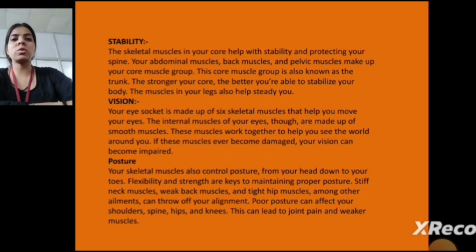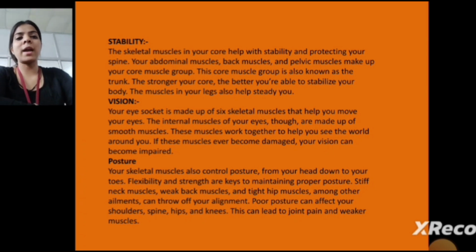Stability is also provided by muscle. For vision, your eye socket has six skeletal muscles which help you move your eyes. The internal muscles are made up of smooth muscles. These muscles help in seeing the world around us, and if they become damaged then vision also gets impaired. Then posture: muscles also control posture, from your head down to your toes. Flexibility and strength are key to maintaining proper posture.